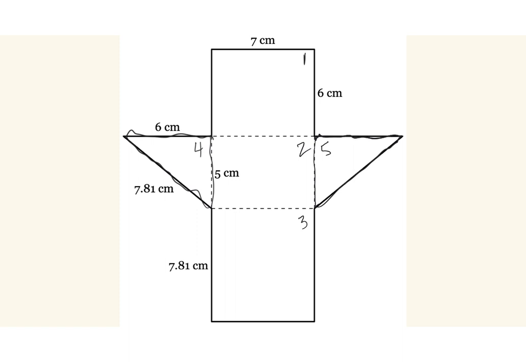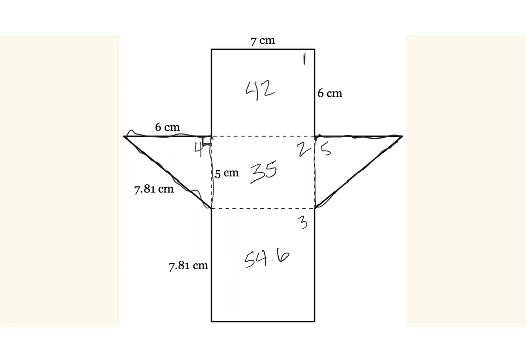Rectangle number 1 has a side of 7 and a side of 6, so if I find the area of that, that would be 42. Going on down to number 2, we've got a side of 5 and a side of 7, which is 35. Then I've got a side of 7 and a side of 7.81, which gives me a total of 54.6.